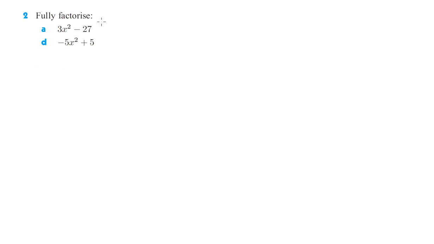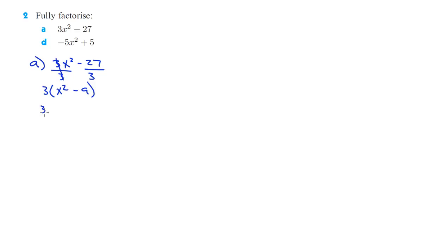Okay. Fully factorize these. So the first thing we always want to do with these is see if there's something that both terms or all the terms have in common. And in this case, they both have factors of 3 in them. Okay, so we can factor that 3 out. Those 3's reduce down to 1, and we get x squared. 27 divided by 3 gives us 9. So we factored that to start with, and now look, this is a difference of perfect squares, so we can keep factoring this out.